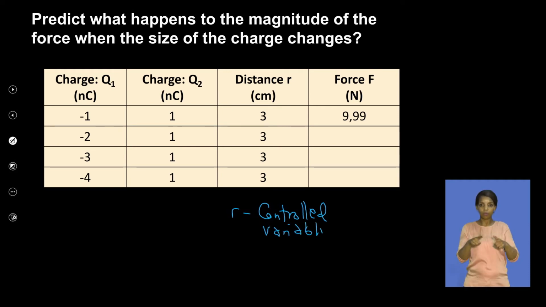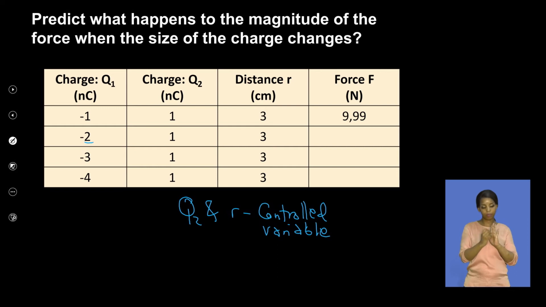Now we're keeping R constant as well as the magnitude of charge of Q2, okay? So Q2 and R are actually control variables. The only thing that we're changing is the magnitude of Q1. So now we are going to double the size of the charge of Q1 and keep the distance the same, as well as the magnitude of charge of Q2, so that we can collect our data and make those important predictions.